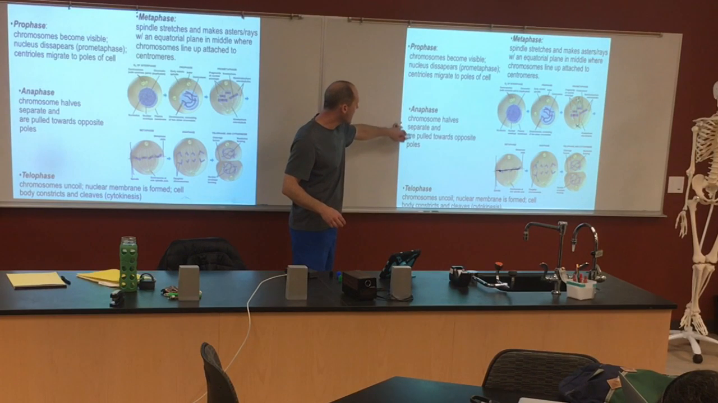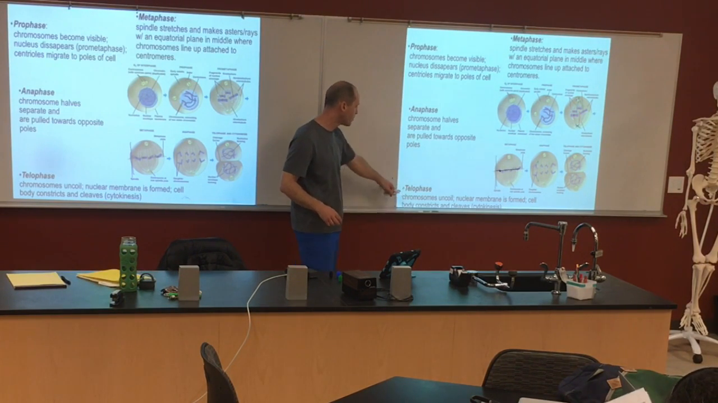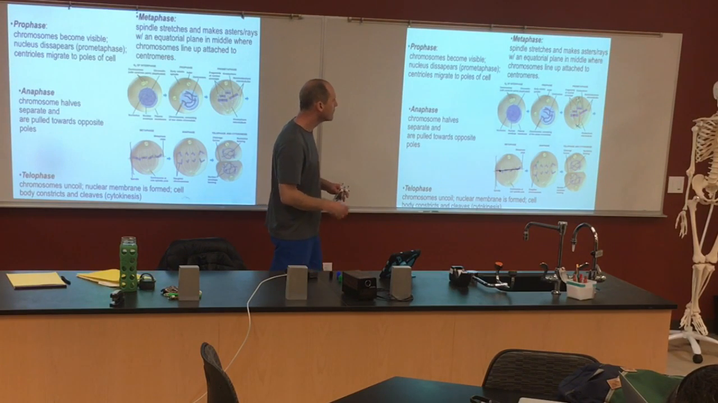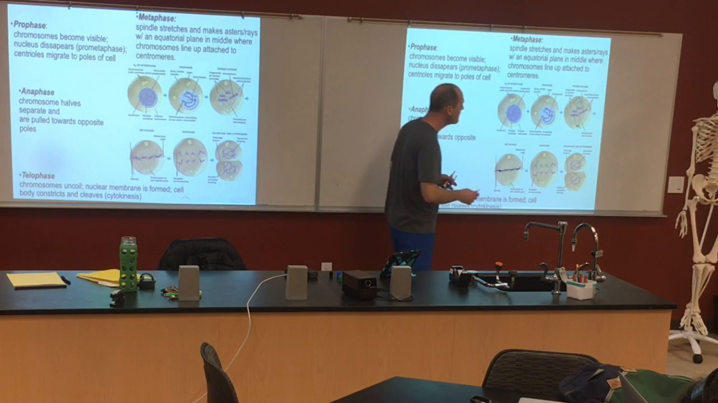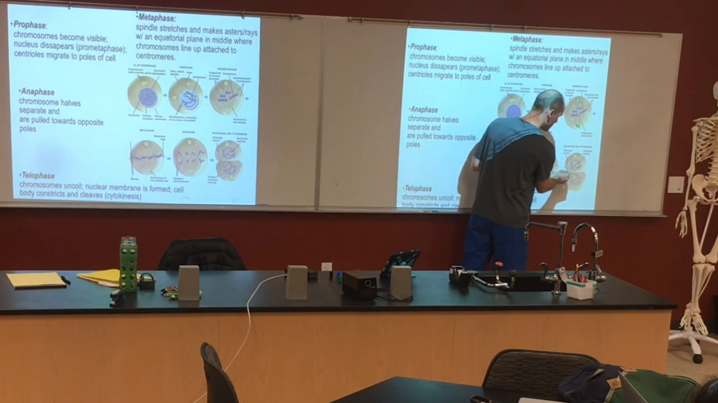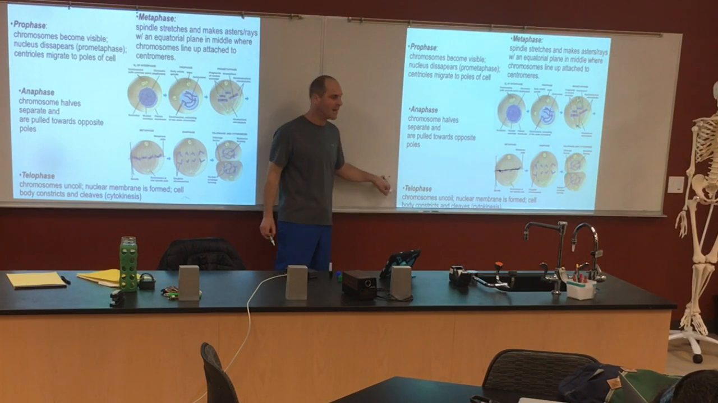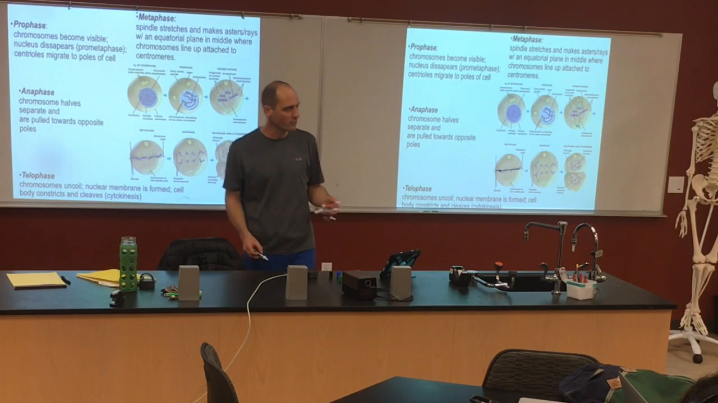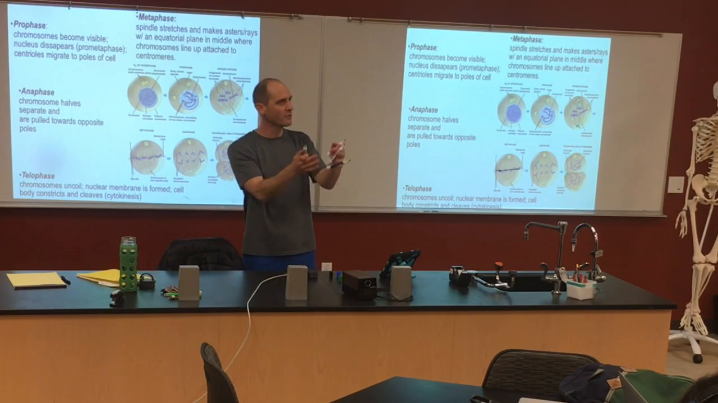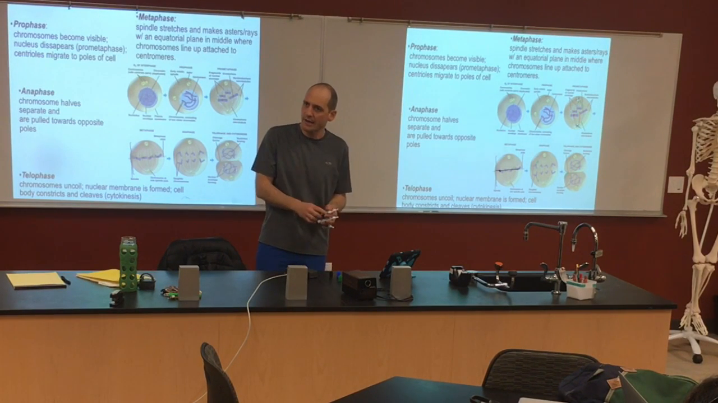So in anaphase we get that pulling going on, and then in telophase the chromosomes uncoil, the nuclear membrane is formed again, and then the cell cleaves. That means it constricts on the side and it separates. So telophase in some ways is kind of like prophase in reverse. You make the spaghetti back from the chromosome, you make a nucleus around the spaghetti bowl, so you hold all that together. That's basically what that is.